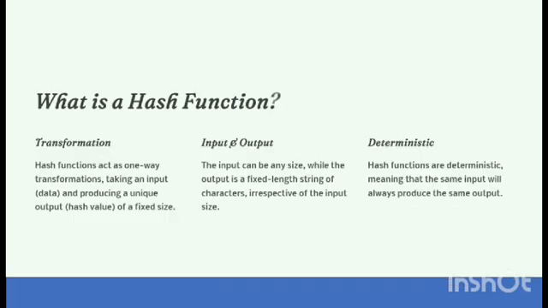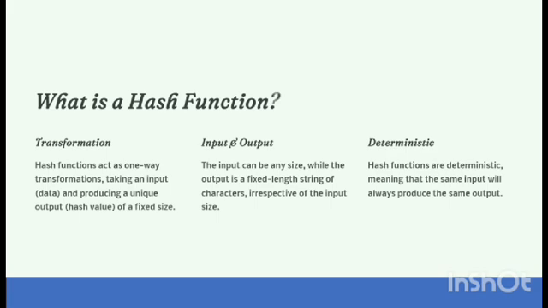So what is meant by a hash function? A hash function is basically a one-way transformation taking an input and producing a unique output of a fixed value. Coming to the input and output, the input can be any size while the output is a fixed length. It will allow any size of input and produce a concise output. Guys, please listen: your input can be any size and it will provide a concise output. This is called a hash function.